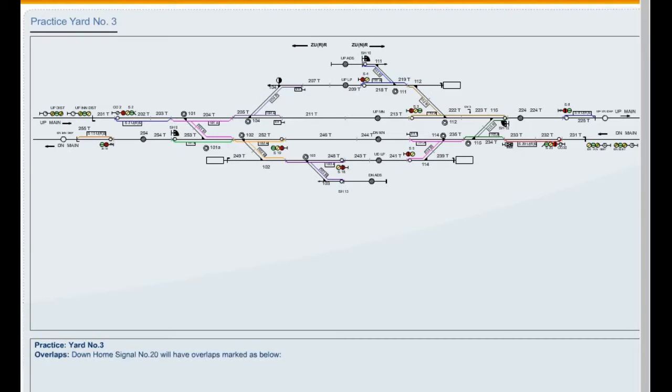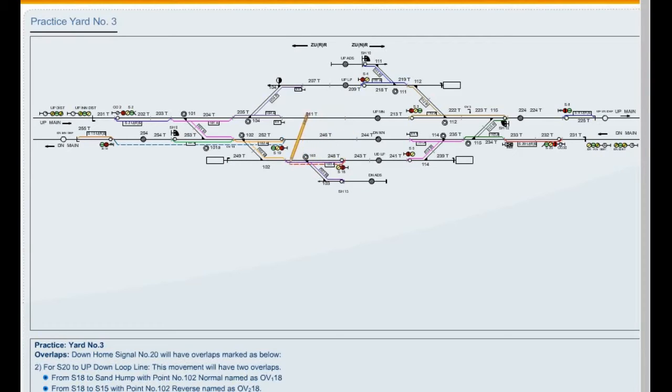Overlaps. Down home signal number 20 will have overlaps marked as below. For S20 to down main line, only one overlap from S19 to S15 named as OV19. For S20 up-down loop line, this movement will have two overlaps from S18 to sand hump with point number 102 normal named as OV118. From S18 to S15 with point number 102 reverse named as OV218.